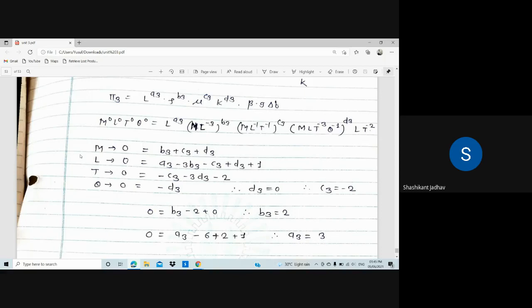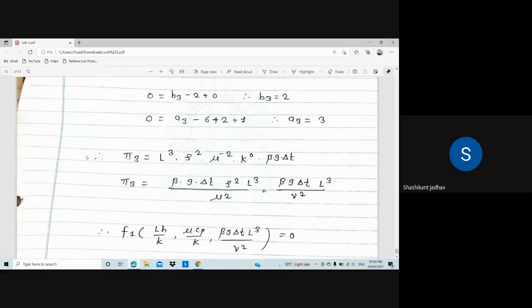Okay, so what is the value of A3, B3, C3 and D3? A3 is equal to 3, B3 is equal to 2, C3 is equal to minus 2, D3 is equal to 0. All of you check whether all values are correct. So first we get the value of D3, from that C3, then B3 and then A3. Put those values into the pi3 equation.